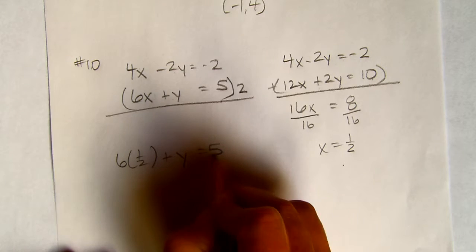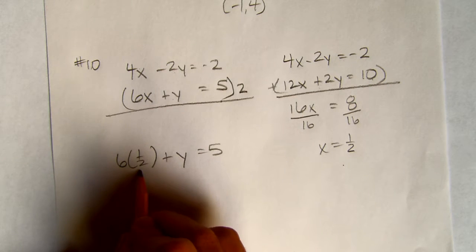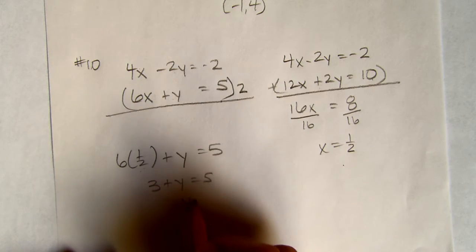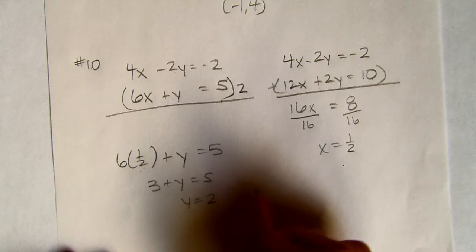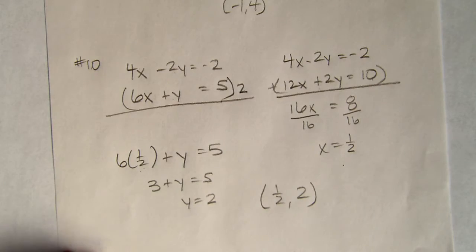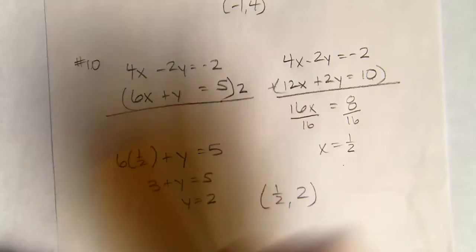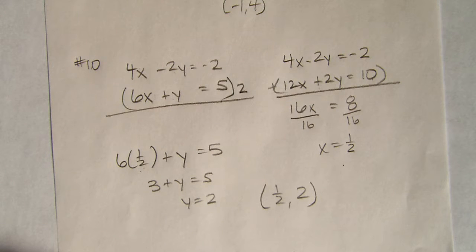Cause you to make mistakes. So 6x plus y equals 5. 3 plus y equals 5. Y must be 2. So again, my point is 1/2, 2. Reviewing that the coefficients weren't the same, so I need to multiply one of the equations by a number.